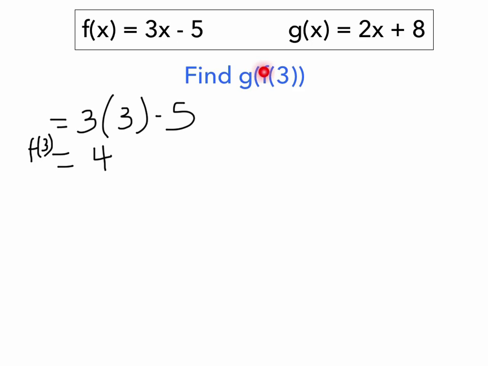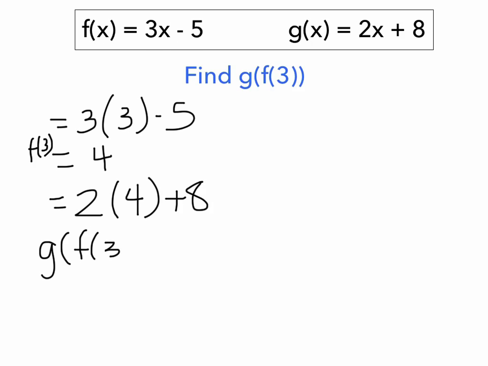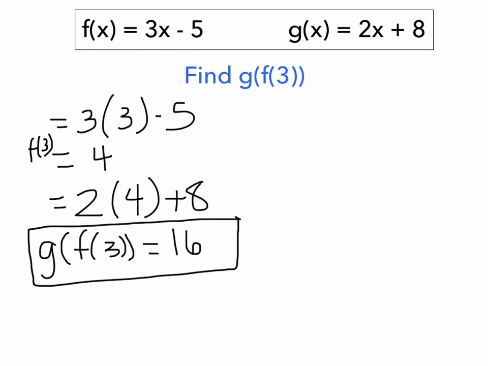Now we need to go outside again to the g. So now whatever we found here, that f of 3, now we need to plug it into the x of the g. So this is going to be plugged into the x of the g here. 2, and instead of the x, we write the 4. Okay, so g of f of 3 is 8 plus 8, which is 16.